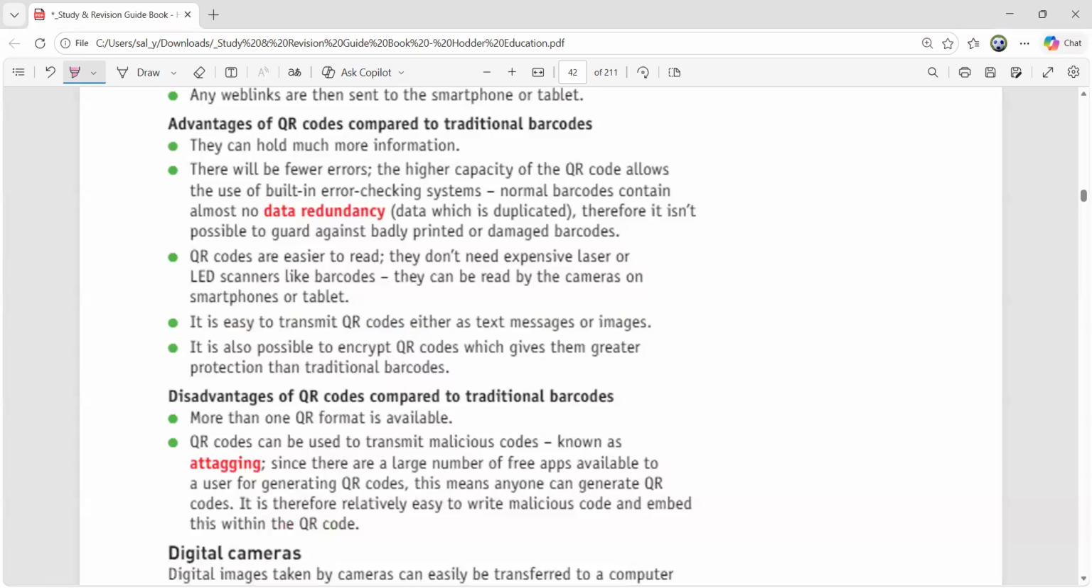Disadvantages: more than one QR format is available, and QR codes are always there for transmitting the malicious codes. I mean, always a probability of you getting the malicious code.